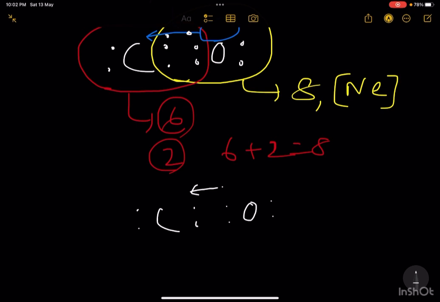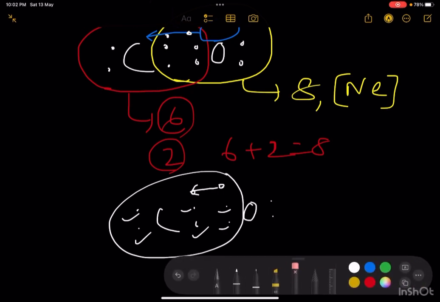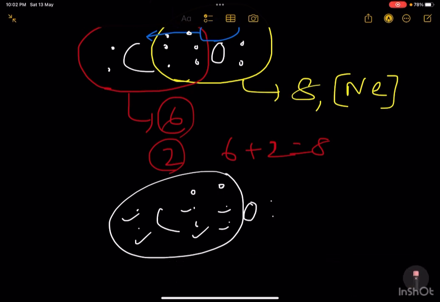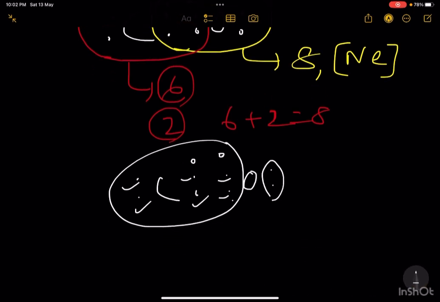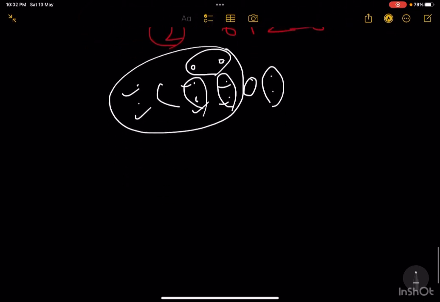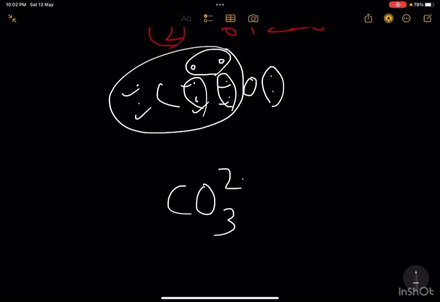Now how many electrons does it have? You see 1 2 3 4 5 6 7 8, and oxygen has 1 2 3 4 5 6 7 8. Then draw the Lewis dot structure of carbonate, CO3 2 minus.